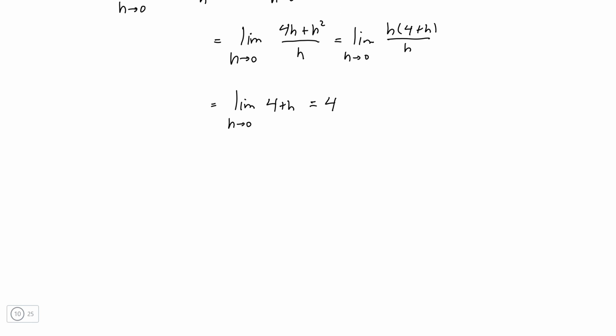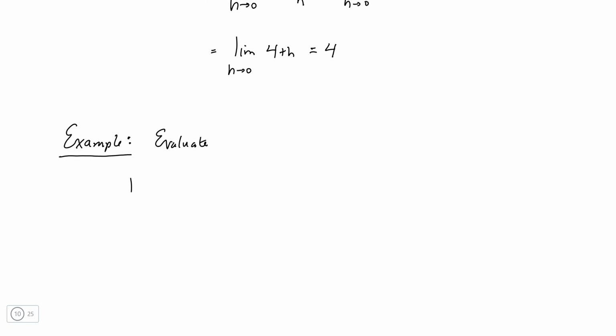Let's do one more example. In this case, we'll see kind of a trick to help us with these types of limits that shows up quite often. So let's look at ((9 + h)^(1/2) - 3)/h.